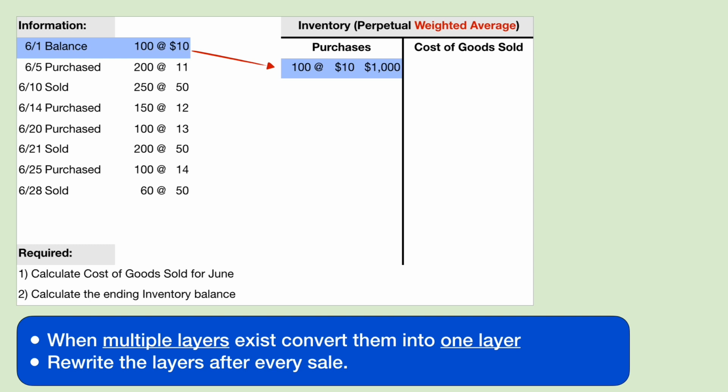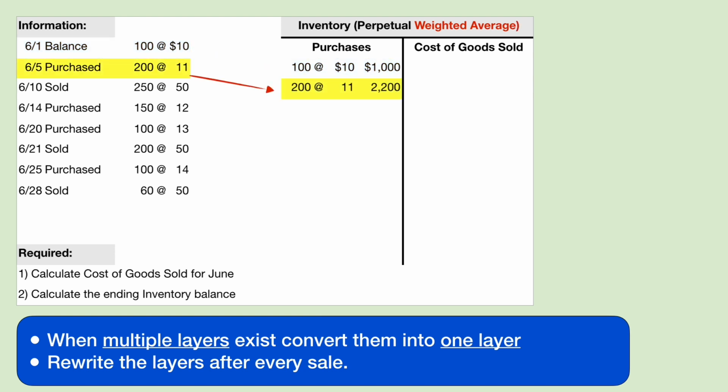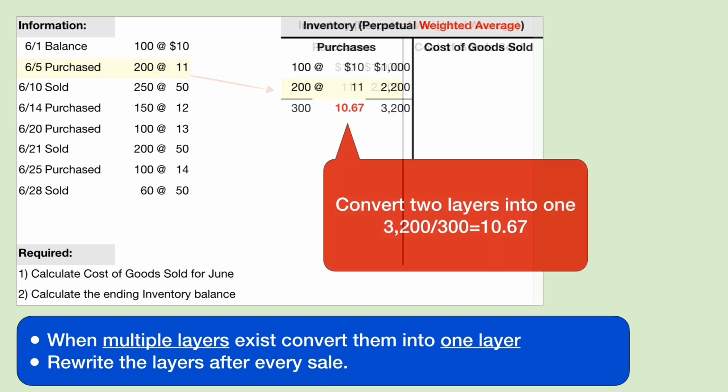Okay, first step, start writing down the layers. Our first layer is our beginning balance. What happened next? We purchased more inventory at 11. Now, whenever we have multiple layers, we stop what we're doing and we turn them into one layer. So we have to total the dollar amount of the two layers, and that would be $3,200, and we have to divide by the total units, 300.